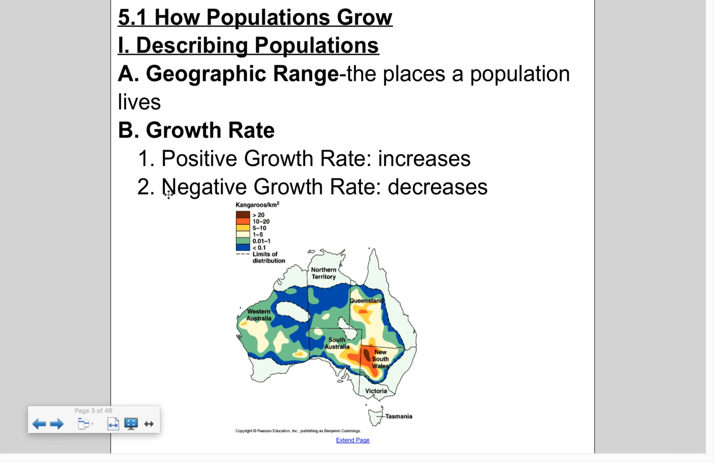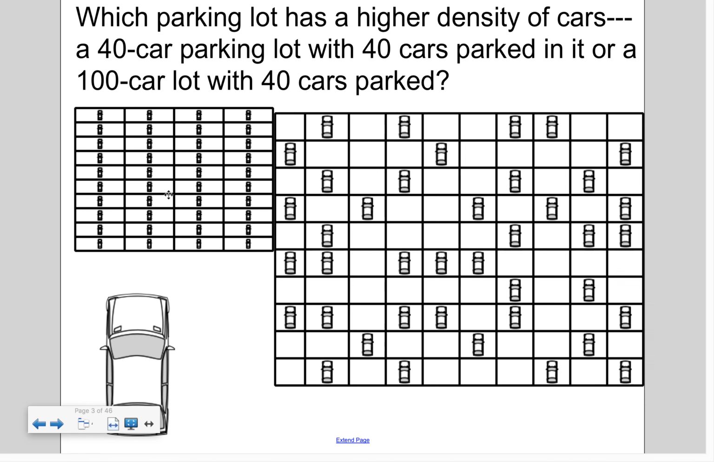Another way you can describe population is through its growth rate. Some populations can have a positive growth rate where it increases, and some populations experience a negative growth rate where it decreases. So that's pretty self-explanatory.